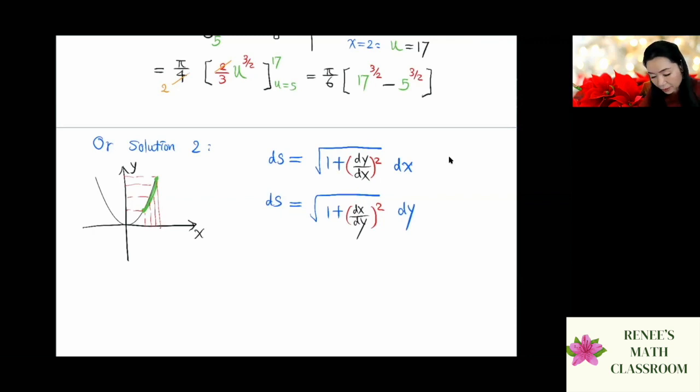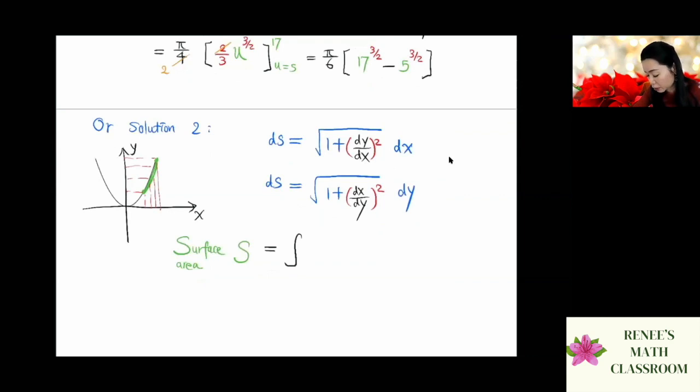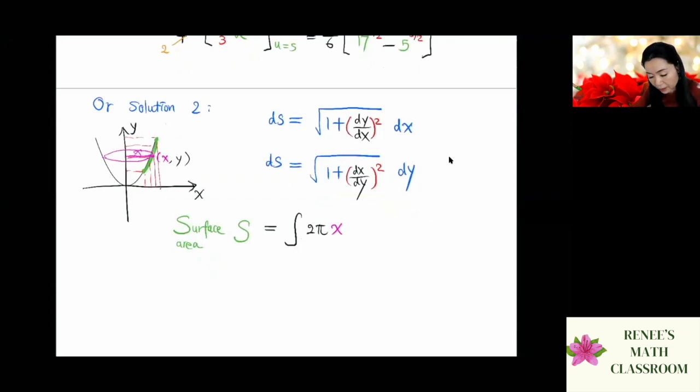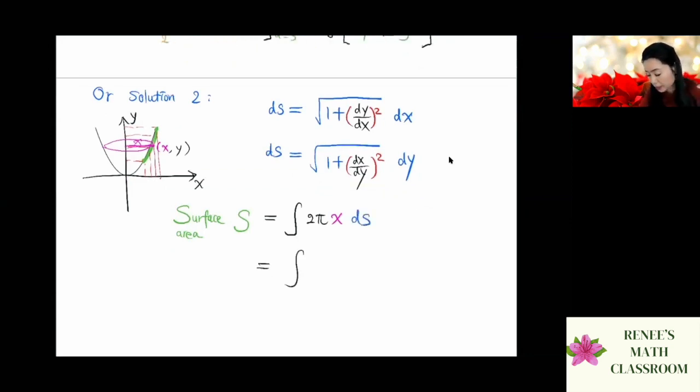So the surface area S is equal to the integral, it's the same, 2 pi x. Remember, that's common. So this is S over here. That's the radius of the circle. And then ds. Now for the ds here, I'm going to use this second expression over here. So we have 2 pi, and then the second expression will have dy outside, and then we have 1 plus (dx/dy) squared.